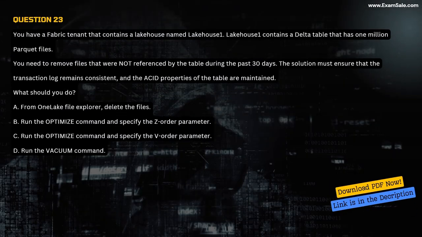Question 23. You have a Fabric tenant that contains a lakehouse named Lakehouse 1. Lakehouse 1 contains a delta table that has 1 million Parquet files. You need to remove files that were not referenced by the table during the past 30 days. The solution must ensure that the transaction log remains consistent and the ACID properties of the table are maintained. What should you do? A. From OneLake File Explorer, delete the files. B. Run the optimize command and specify the zorder parameter. C. Run the optimize command and specify the vorder parameter. D.